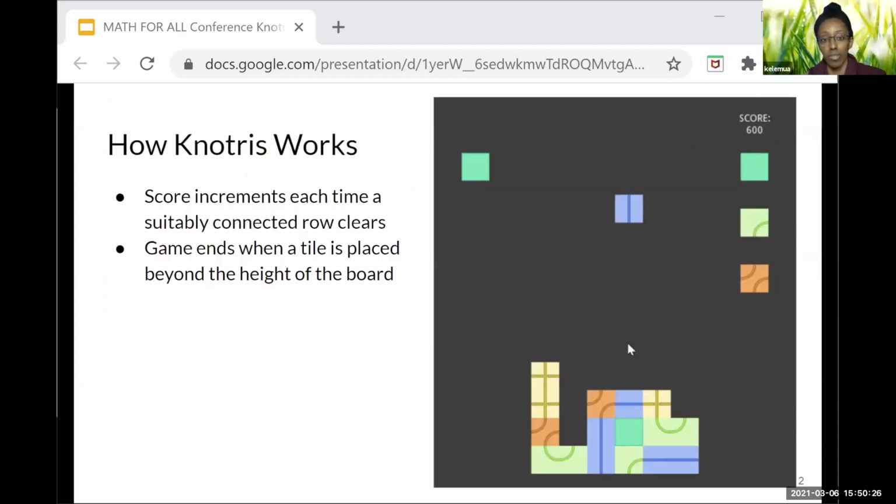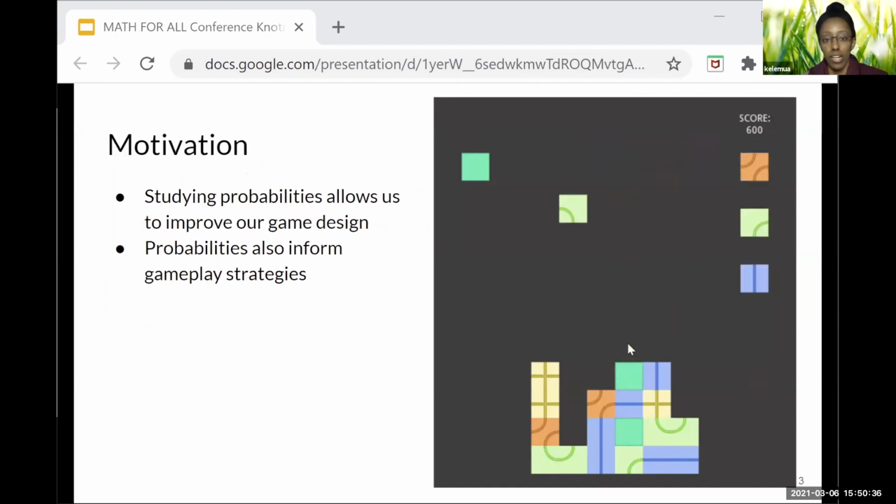So the goal of the game is to create and clear as many suitably connected rows for as long as possible without placing a falling tile below the height of the 6x13 board. And we wanted to study the probabilities in the game to give us insight into how to improve the game design as well as inform our gameplay strategies.